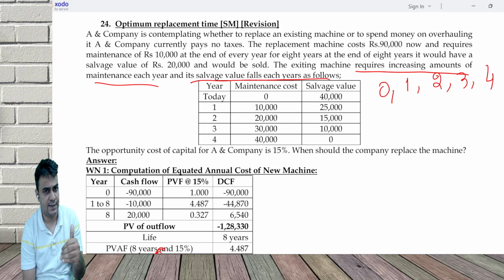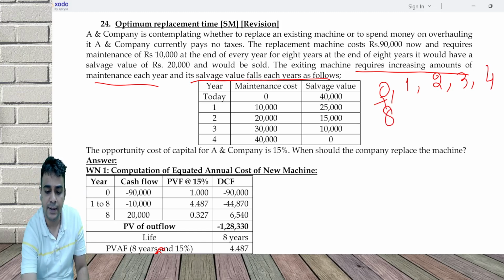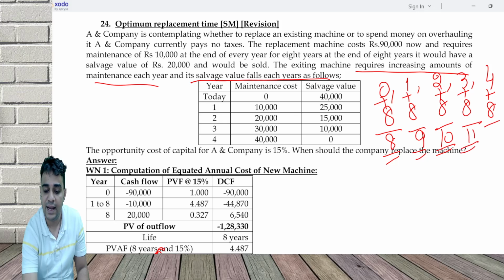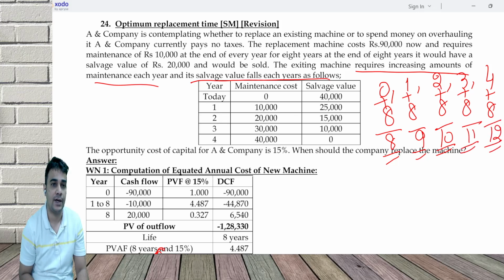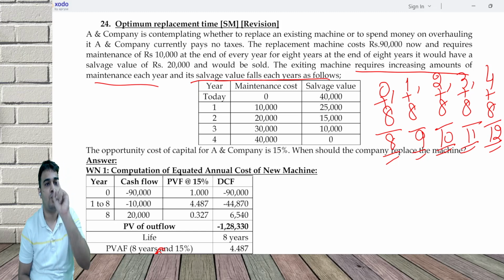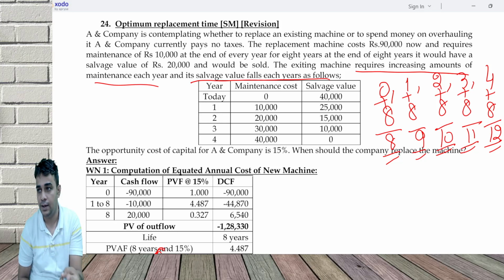If you replace, the new machine will be used for another 8 years, which means this will be an 8-year cash flow. This will be a 9-year cash flow. This will be a 10-year cash flow. This will be an 11-year cash flow. This will be a 12-year cash flow. You write the old machine for 1 year, new machine for 8 years. Old machine for 2 years, new machine for 8 years. Old machine for 3 years, new machine for 8 years. Old machine for 4 years.